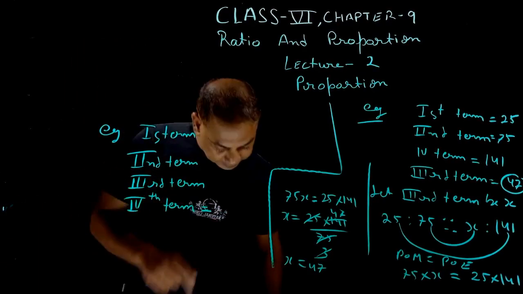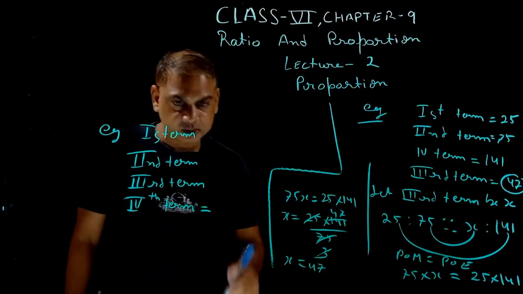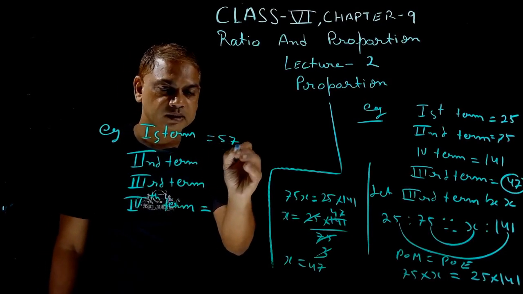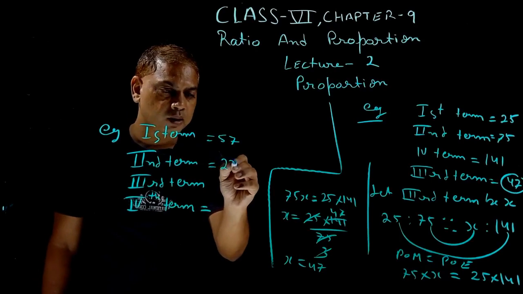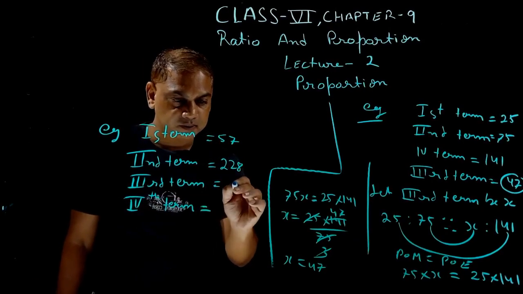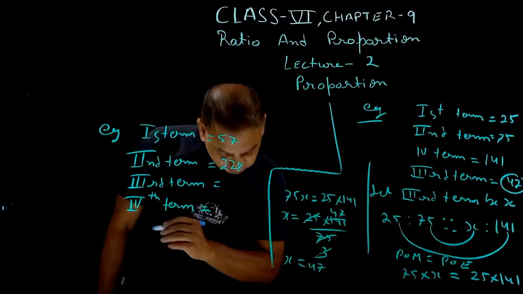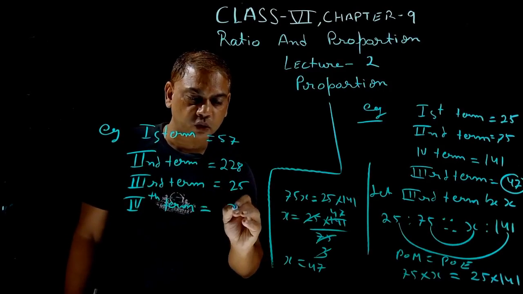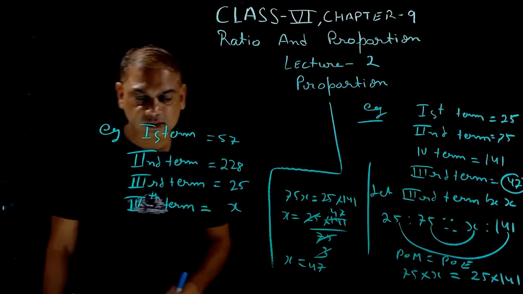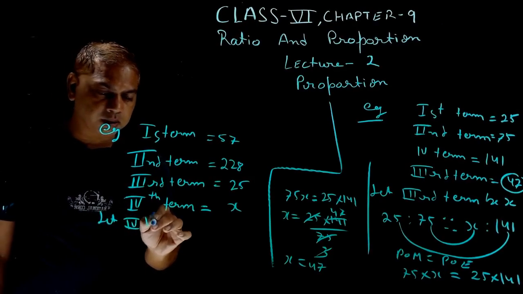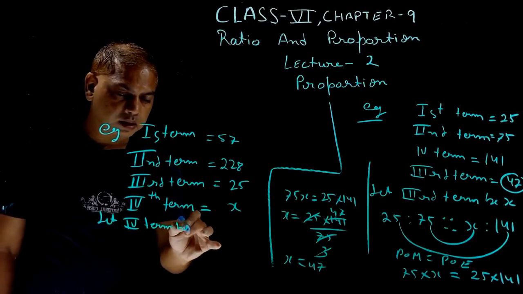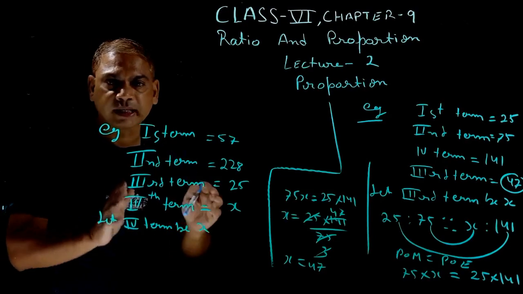So first term क्या है स्टूडेंट? First term is given 57 in an example, 57 है. Second term is given 228, 228. Third term is given 25 and the fourth term you assume it as x. Okay, same method है. Let the fourth term be x, right? Now we will write them in proportion.